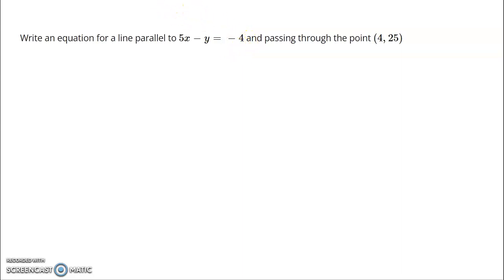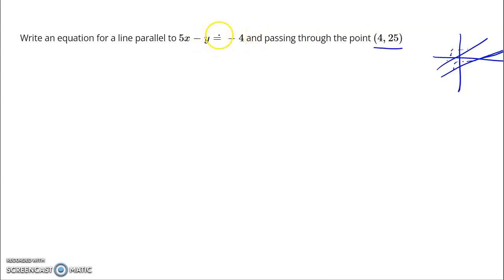All right, write an equation for a line parallel to 5x minus y equals -4 and passing through this point. So if you remember, parallel lines have the same slope. If we were to graph two parallel lines, you can imagine that I drew that correctly, but they have to go up the same amount over the same amount if they actually are parallel. So parallel lines have the same slope.